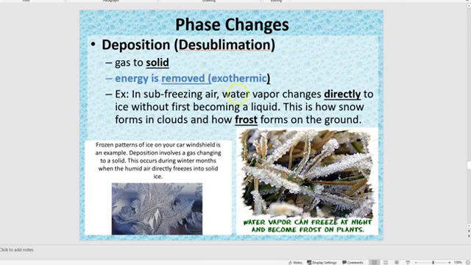In sub-freezing air, water vapor changes directly to ice without first becoming a liquid. This is how we get snow. This is how frost forms on the ground. Think deposition. So those clouds are making a deposit on the ground. There were gaseous clouds in the atmosphere that had moisture. They turned straight to a solid, and that solid in the form of snow, sleet, or hail falls to the earth, and it's deposited on the earth. That's desublimation.